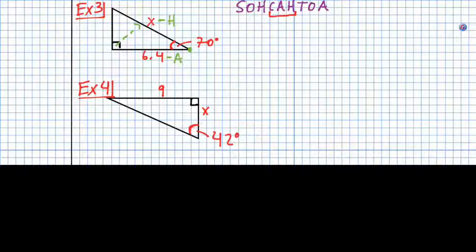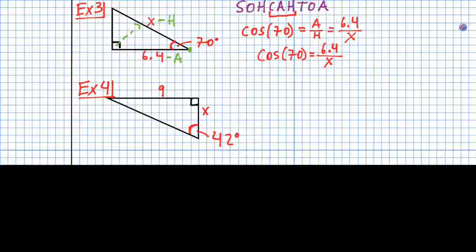So I can set it up as cosine of 70 degrees is equal to A over H. So now I just need to fill these in. My adjacent side is 6.4, and my hypotenuse is going to be x. Then I have cosine of 70 degrees is equal to 6.4 over x. Now here's where a lot of you will get confused, right? You see the x in the denominator, but this is going to be solved in the exact same way, right?